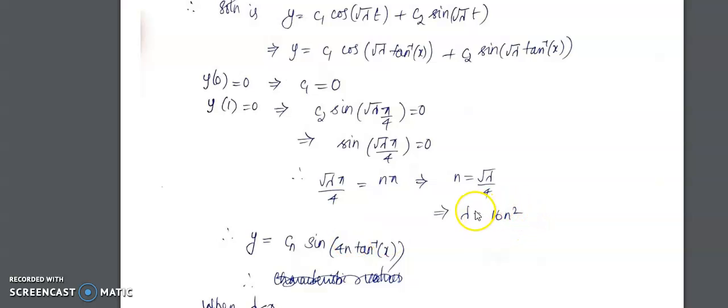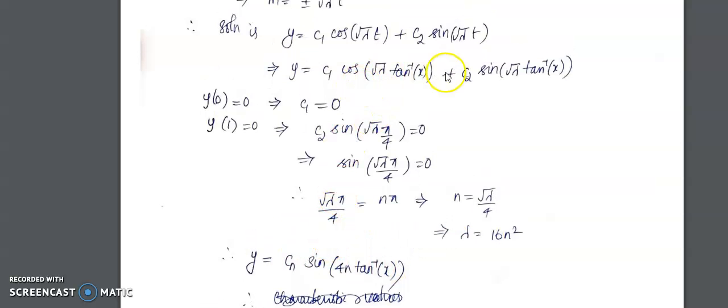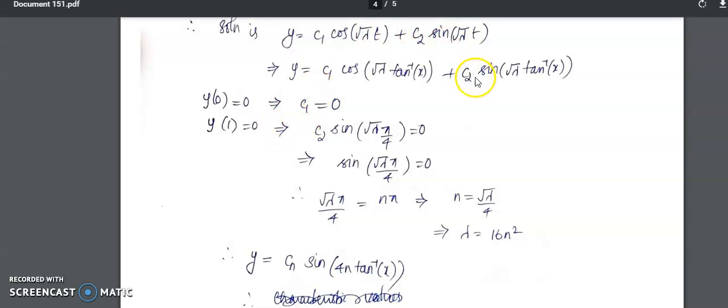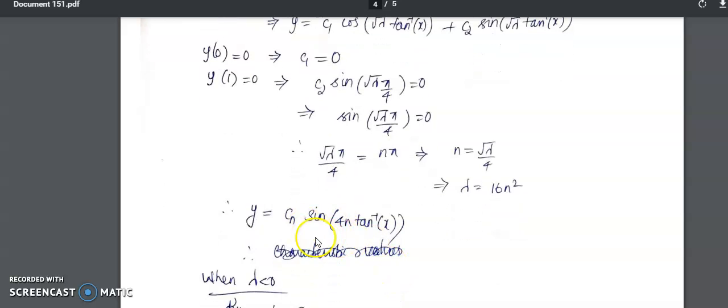So these are the corresponding characteristic values, and the corresponding characteristic function, with c1 equal to 0, will be y equal to c2 sin root lambda tan inverse of x. That will be the solution. So you can write it as y equal to cn sin 4n tan inverse of x. So that is the required characteristic functions.